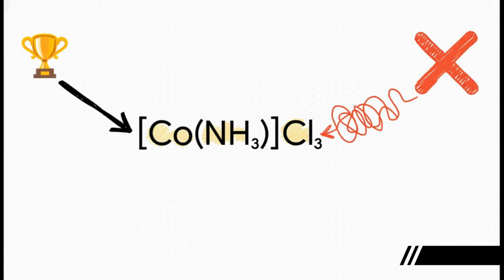And here's how they trap you with it. The common mistake is seeing that Cl3 at the end and immediately naming it first. No! The pro move is to identify the entire chunk in the brackets as your cation, your positive piece, and you start your name there, period. Get this habit down and you've already avoided a huge mistake.